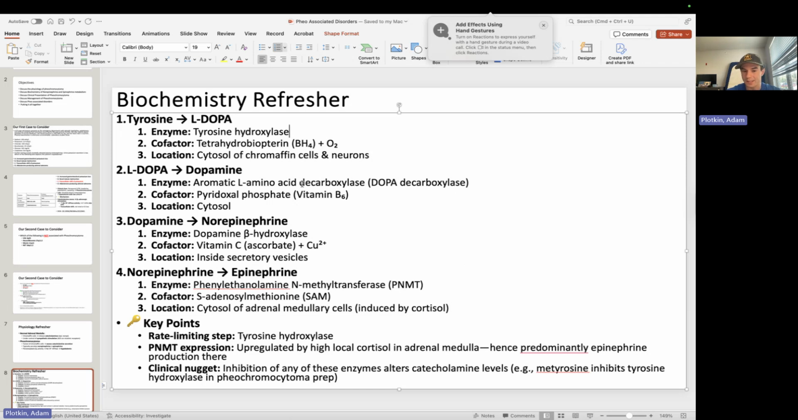We use vitamin B6, and that's in the cytosol. We now can take dopamine and convert it into norepinephrine, which is what we want, right? We use the enzyme dopamine beta hydroxylase. We use vitamin C and copper as cofactors, and this is going to be inside secretory vesicles. We can then finally convert norepinephrine into epinephrine via PNMT. We use a cofactor called SAM, and it's found in the cytosol of the adrenal medulla cells, and it's induced by cortisol.